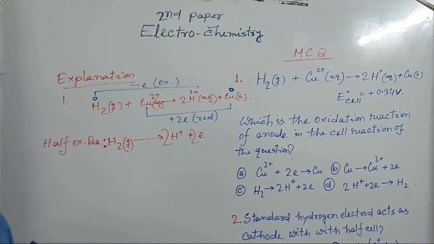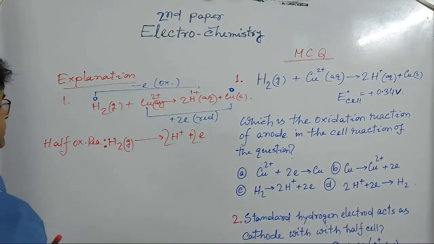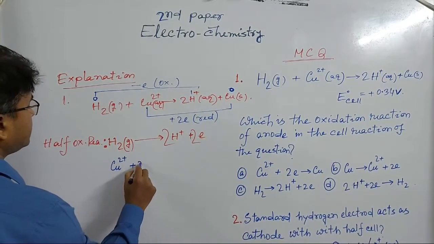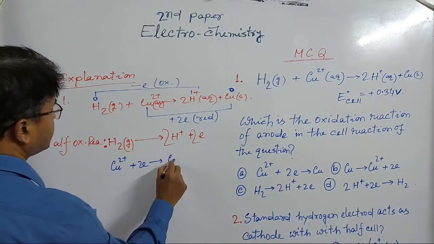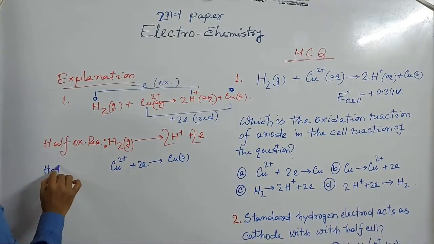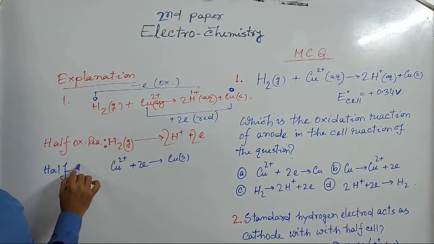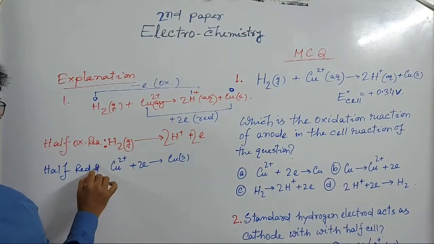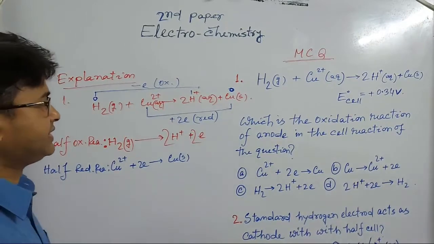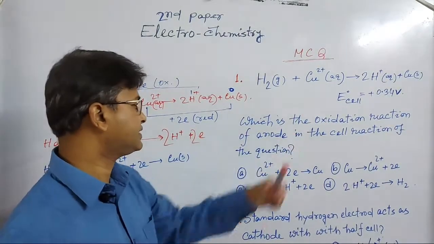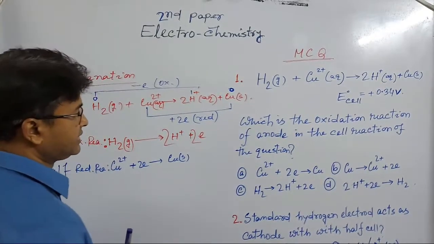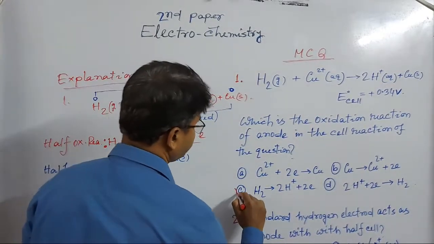So if I write here copper 2 plus ion, copper 2 plus ion accepts 2 electrons to form copper metal here. I mean this is half reduction reaction. So my question is, which is the oxidation reaction? So hydrogen. So the correct answer will be C.